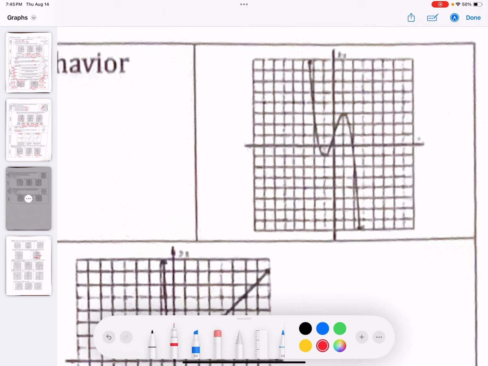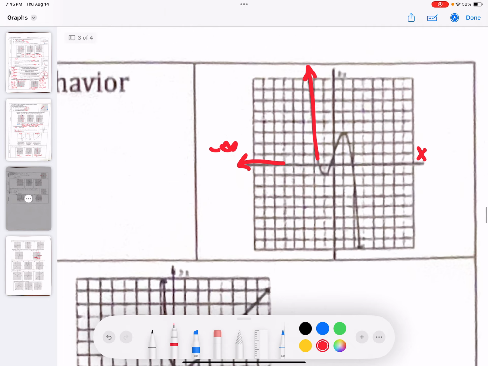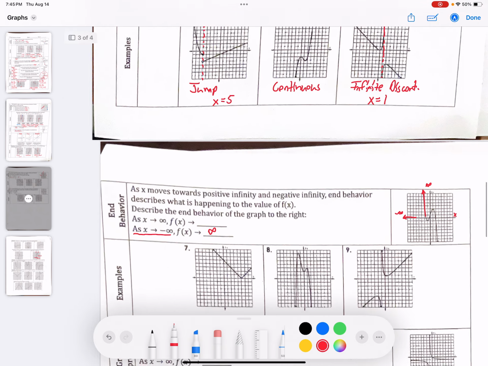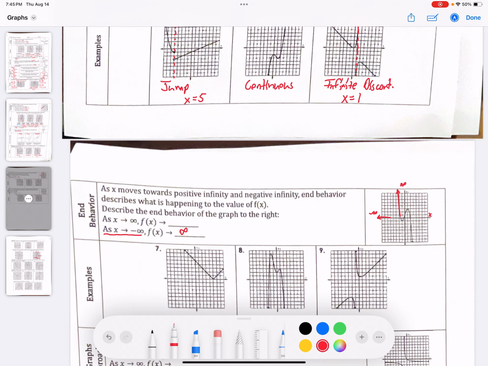I like to go to negative infinity first. As x approaches negative infinity, so as we go to the left on this graph, the height of my graph is going up to positive infinity. And as x goes to positive infinity, as I follow my graph to the right, it's going to negative infinity.